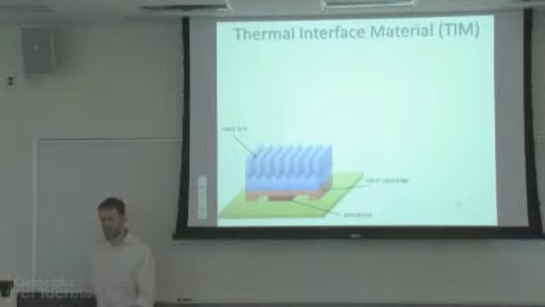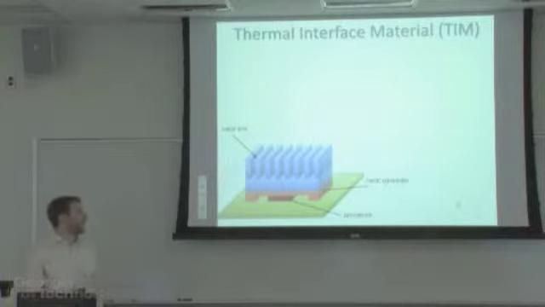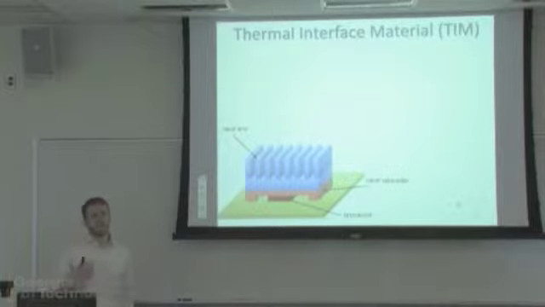So first I just want to go over one of the application motivations for the heat transfer materials we make. This is a thermal interface material, which is typically used to combine 2 materials, a hot and a cold material, to dissipate heat.